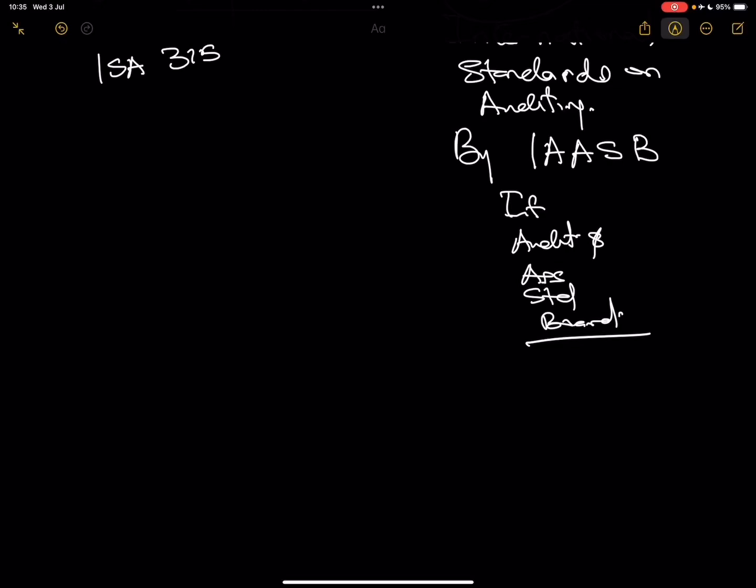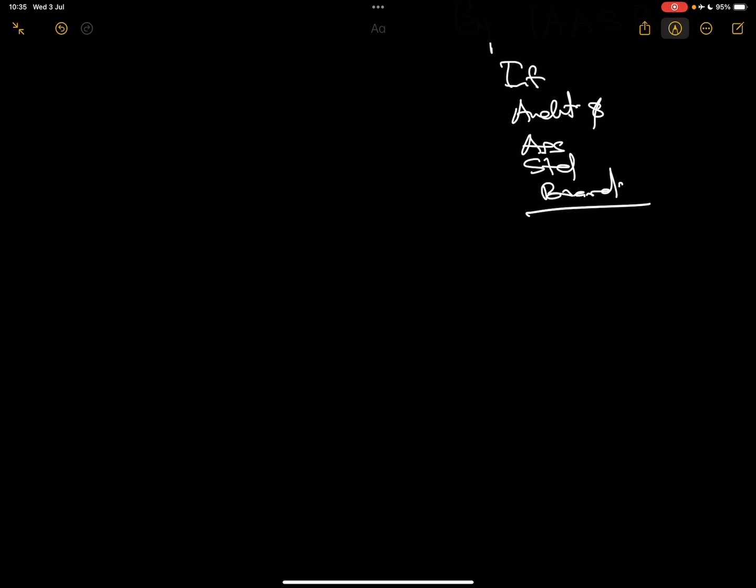Now, let's talk about appointment of auditors. Before audit can begin, a client needs to get an auditor. But who is allowed to be an auditor? Which means auditors' eligibility is extremely important, because not anybody can just be an auditor.